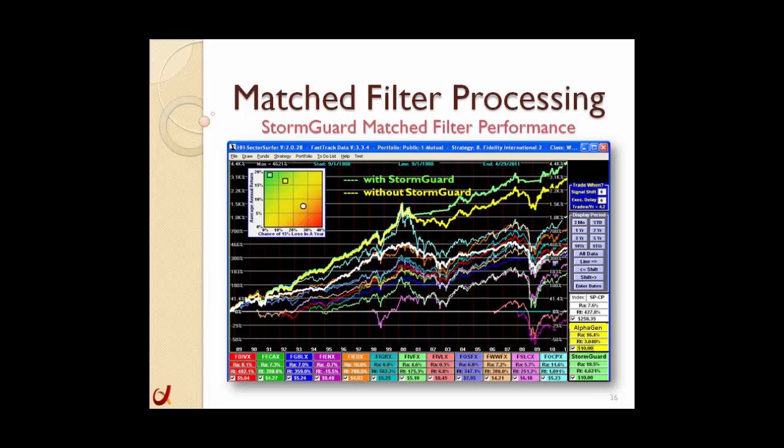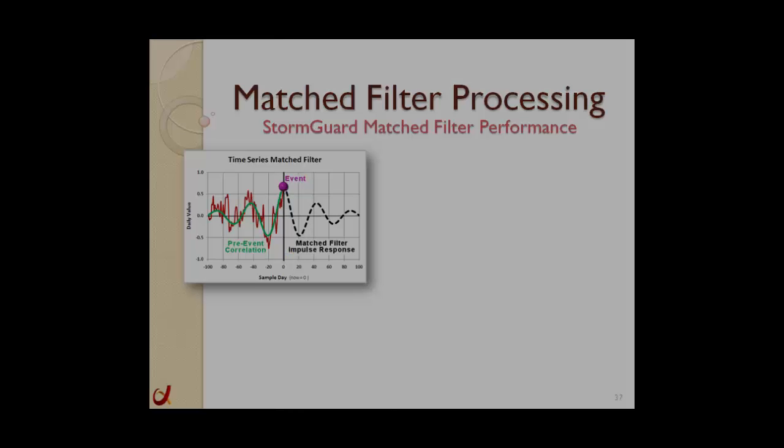This second example is a Fidelity country fund strategy. Again, the green line includes StormGuard and the yellow line does not. And again, the benefit of StormGuard comes exclusively during the 2 major down market periods in this 23-year chart. The cumulative strategy improvement achieved by including StormGuard here is 65%.